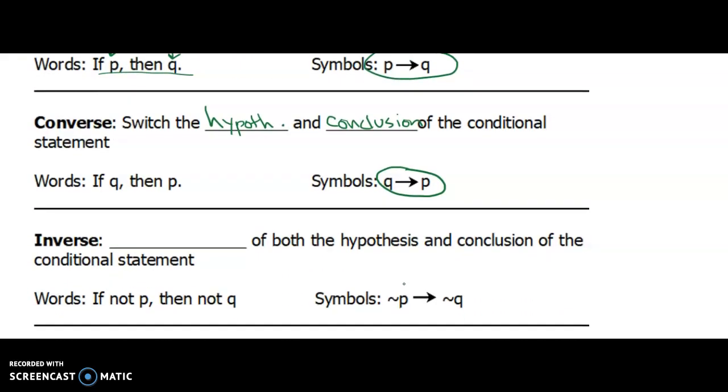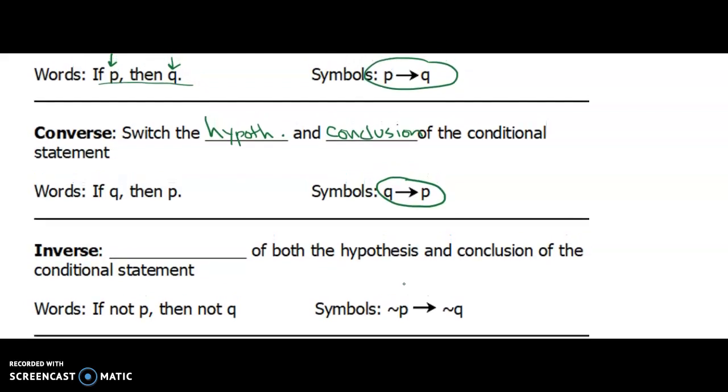All right, the inverse is when I negate both the hypothesis and the conclusion of the conditional statement. So I'm going to go back to the conditional statement, which is if P, then Q. I'm going to negate both. So it's not if P, then Q, it's if not P, then not Q. And once again, the not symbols are these squigglies in front of it.